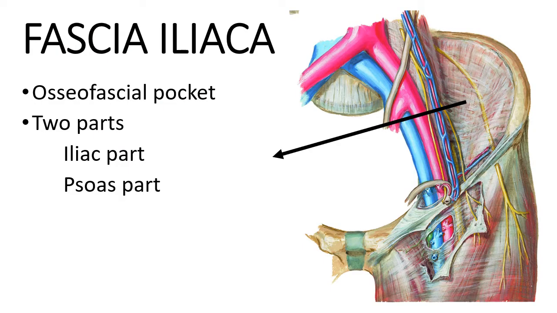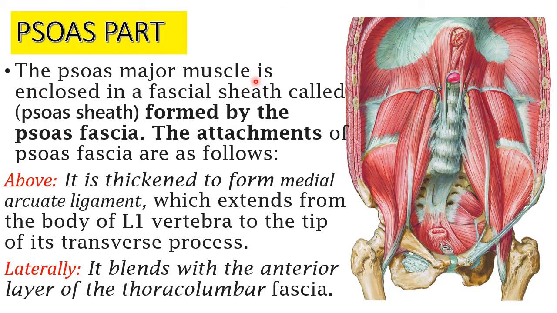The next fascia which we are going to discuss is the fascia iliaca. This fascia iliaca has an osteofascial pocket. We can also call it an osteofascial pocket. This fascia iliaca has two parts, the iliac part and the psoas part.